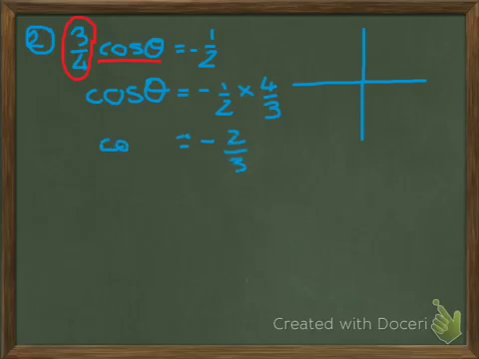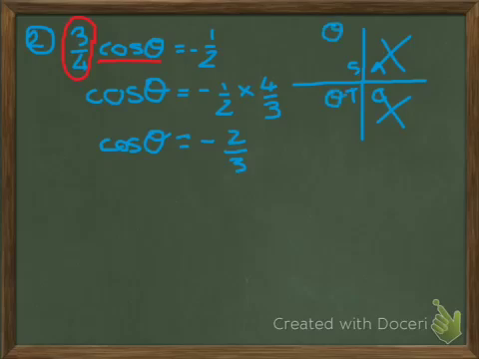So cos theta equals negative 2/3. So I need to say to myself, well, where is cos negative? Now remember, your all stations to Claremont, so we know that cos is positive in the first quadrant, so obviously theta can't be there. Cos is positive in the fourth quadrant, so obviously theta can't be there. So theta must lie in quad 2 or quad 3.